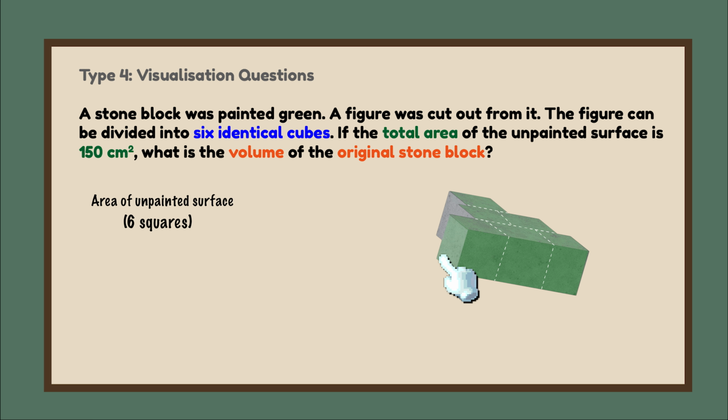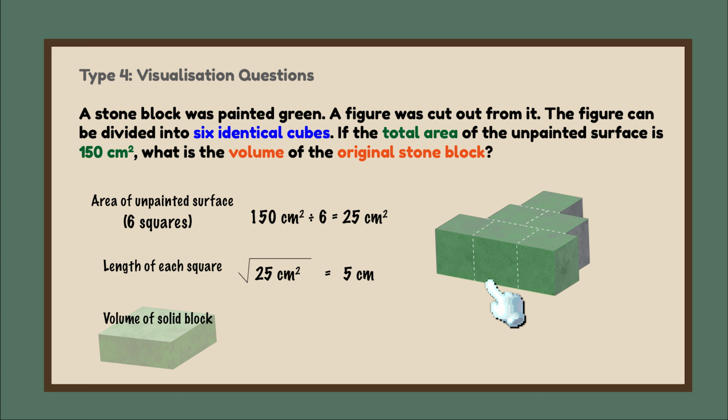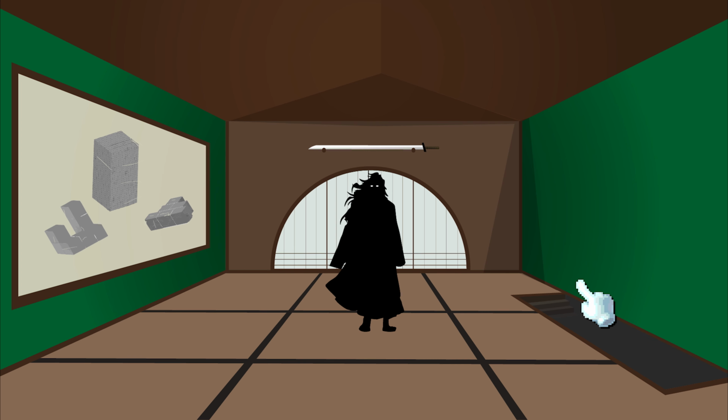And now we can take 150 divided by 6 to find each area. And now we square root this to find the length. And the question wants the volume of the original stone block. So that's length times width times height, giving us 1125. And we're done.